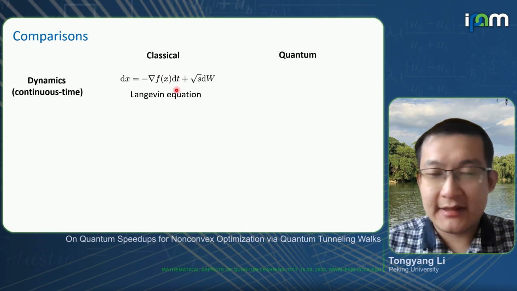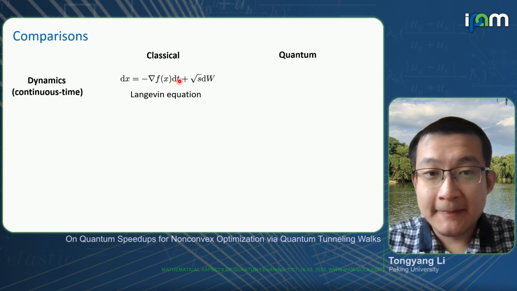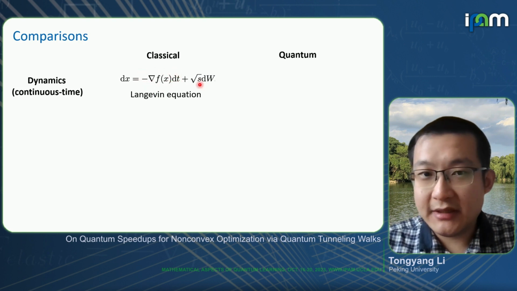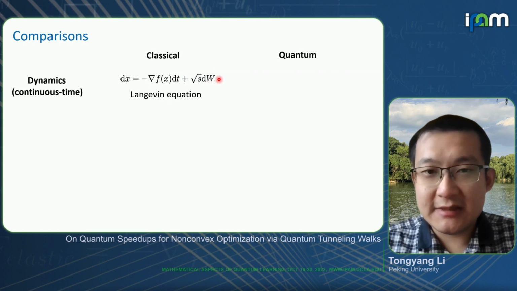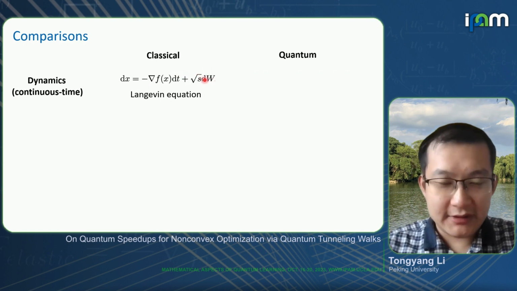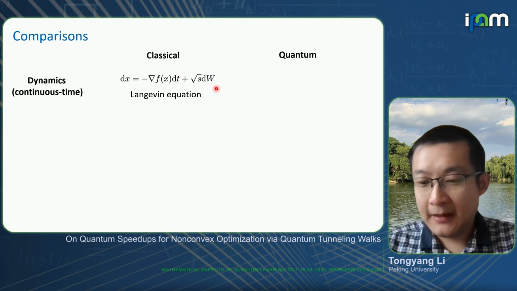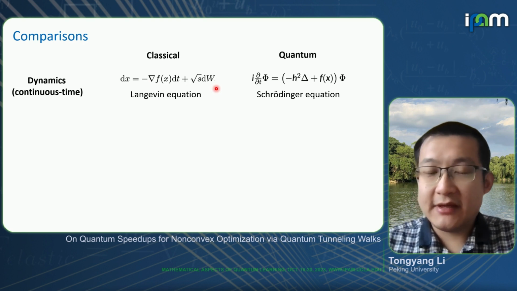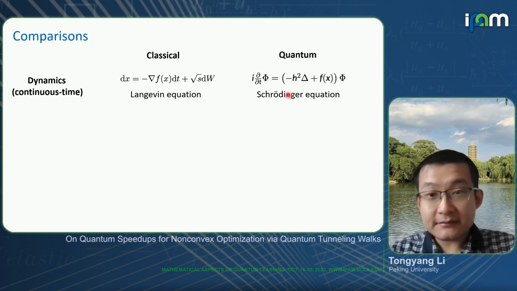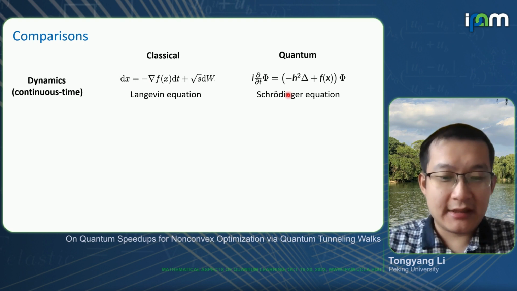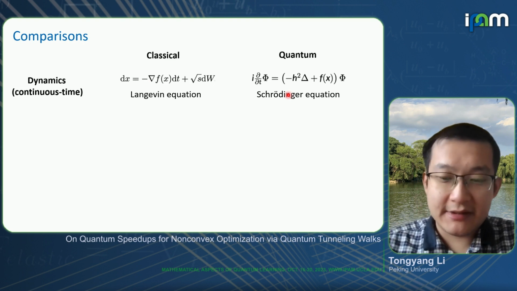Basically, it is like this kind of Langevin equation, where the time dependence term is a minus of the corresponding gradient, and also, because of the stochasticity, there is this kind of Brownian motion term. So this kind of equation, also known as the Langevin equation, can characterize the classical stochastic gradient descent. On the other hand, quantumly, we consider such kind of Schrodinger's equation.